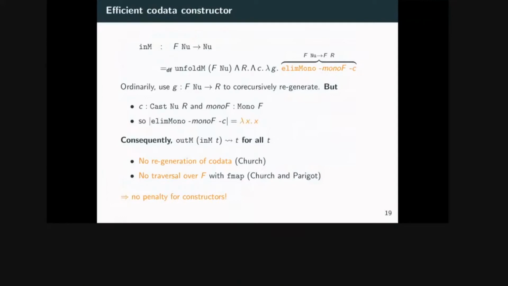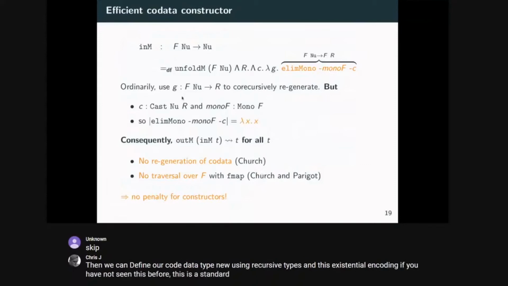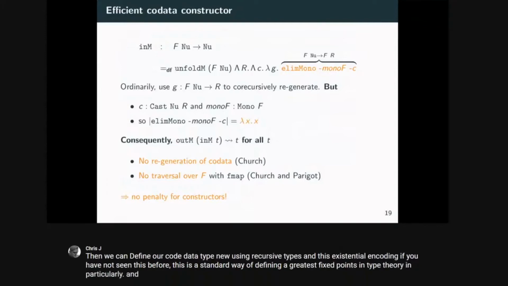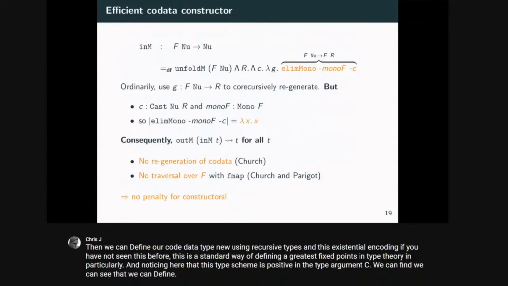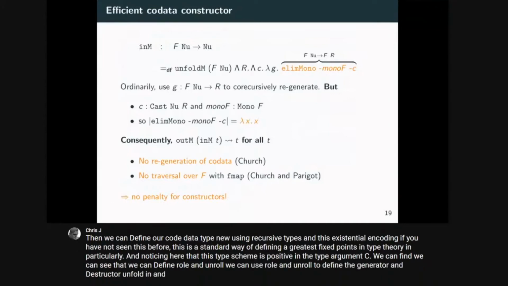So we can take a look now at the definition of in m. It has a type F of nu to nu. In order to define it, we do use the generator unfold m, choosing as a state space the type F of nu, introducing our assumptions of type argument R, inclusion, and G. G has type F of nu to R, and this again is our handle for making co-recursive calls. If we were to use G in order to construct a value of type F of R, then we would have failed in our goal, because this would mean that we were co-recursively regenerating data at every observation.